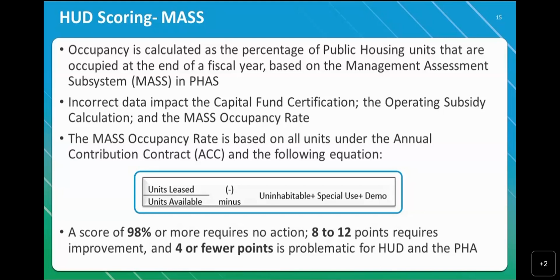So 98% would give you 12 points, the maximum points for occupancy out of that particular component. And no action is required on the housing authority's part. But if you're coming out with 8 to 12 points, you will require improvement because you will be less than the 97, 96, or probably around 95%. And if you have 4 or fewer points, that will be problematic for HUD and the housing authority because you will be subsequently put on monitoring, more reporting, more discussion on what you're going to do to achieve higher occupancy rates.